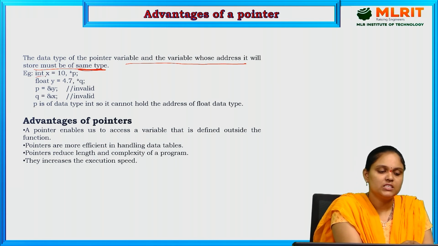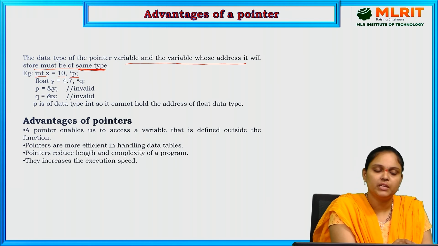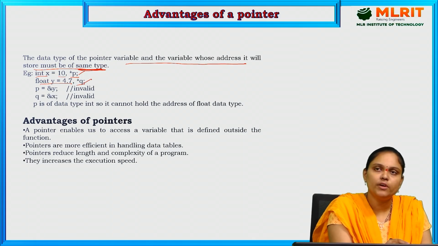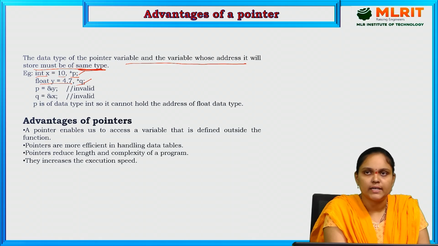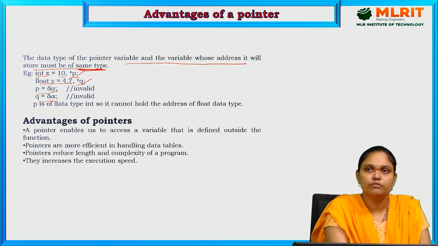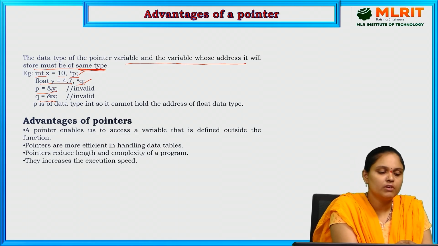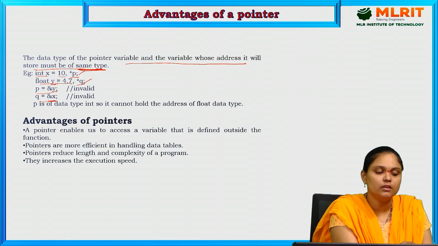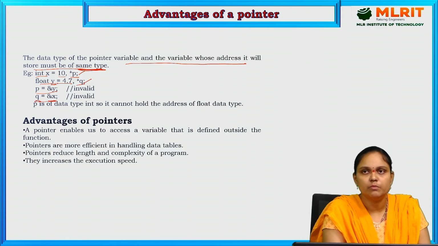Here using the integer data type, x is equals to 10 and star p. And the next is float y is equals to 4.7 and star q. This pointer variable p I have declared of integer type and this q pointer variable I have declared of float data type. And here we are using p is equals to address of y, q is equals to address of x. Which means address of y, this y is of what data type? It is a float data type. So a float data type address we cannot store in the integer pointer variable. And here also the same. Integer data type address we cannot store in the float data type pointer variable.